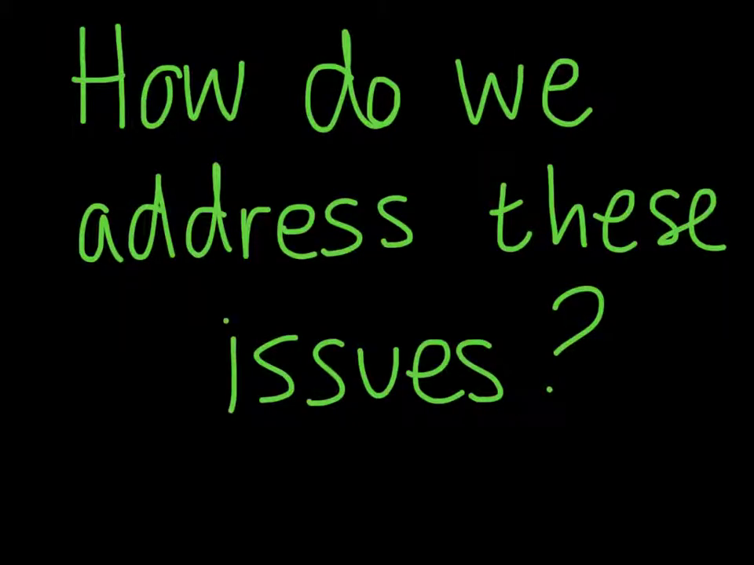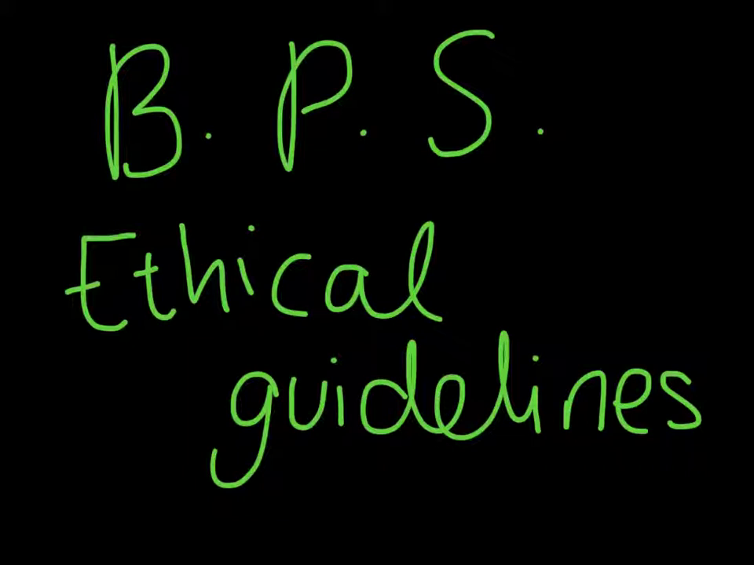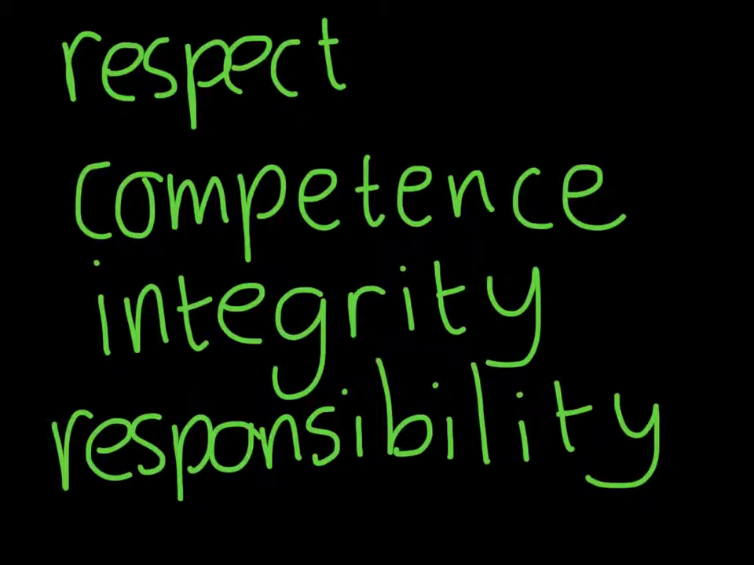What we're going to think about next are how would we address these issues, and we're going to think about these in relation to the 15 core studies which you've looked at. The British Psychological Society has a set of ethical guidelines that everybody who's carrying out psychological research in the UK must follow. These guidelines can be summarised in 4 main terms: showing respect to your participants, acting in a competent and professional way, acting with integrity or honesty, and also showing responsibility towards the profession of psychology and towards your participants.